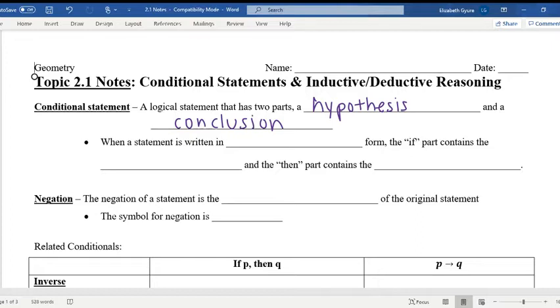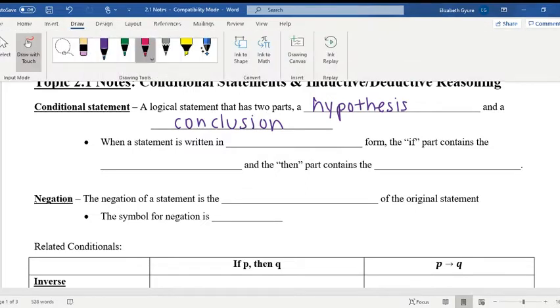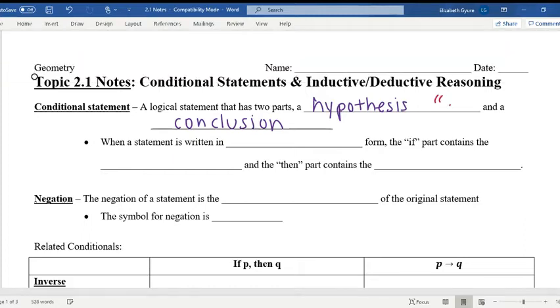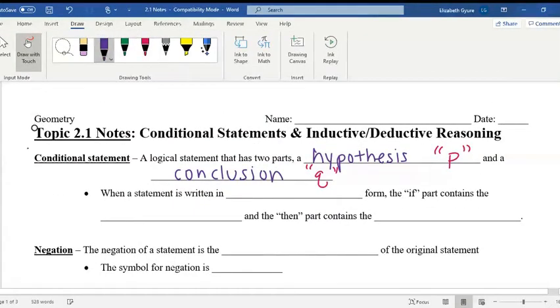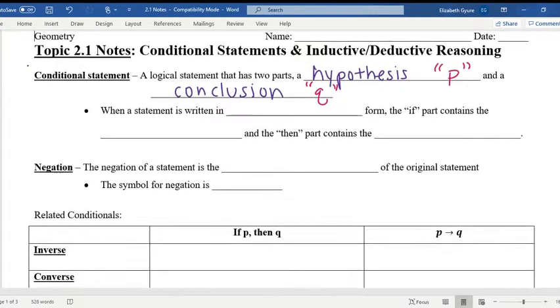So in math, I don't know if you've noticed yet, but we kind of like having abbreviations for things. So instead of having to write hypothesis all the time, we use the letter P. So the letter P stands for hypothesis, and the letter Q stands for conclusion, and that actually comes from some Latin phrases. You don't need to worry about why, just use your abbreviations for this situation.